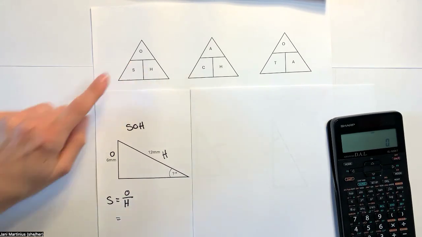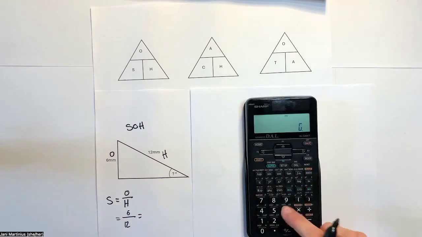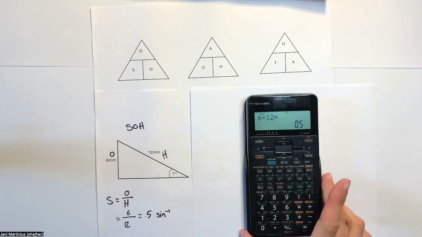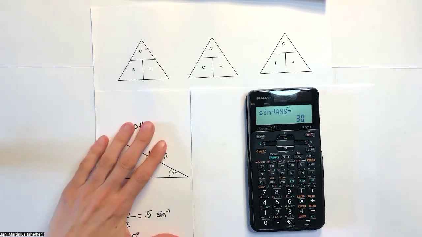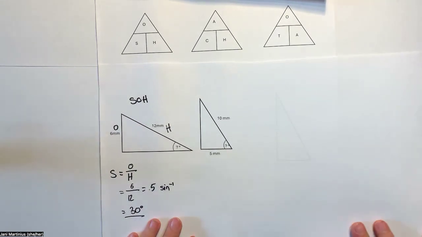Then all we need to do is punch in the numbers. So opposite 6 over hypotenuse 12. Sure, you can do that in your head, but since we're using the calculator anyway, so 0.5. But that doesn't give us the angle yet, right? So now we need to put in the inverse sine, which in the calculator means second function and the sine button, which gives us 30 degrees. Oh, I'm sorry, that's a little bit low. There you go. All right, hope that makes sense for the first one.